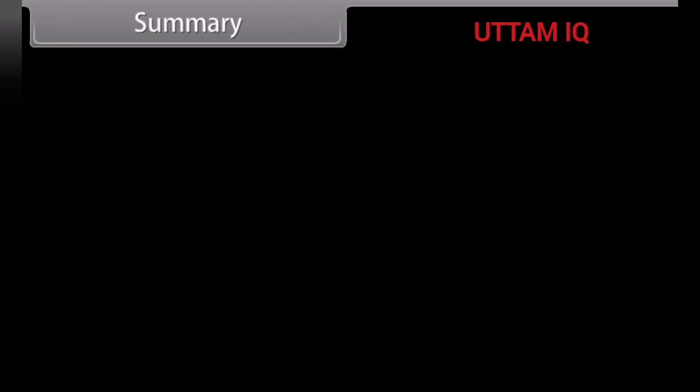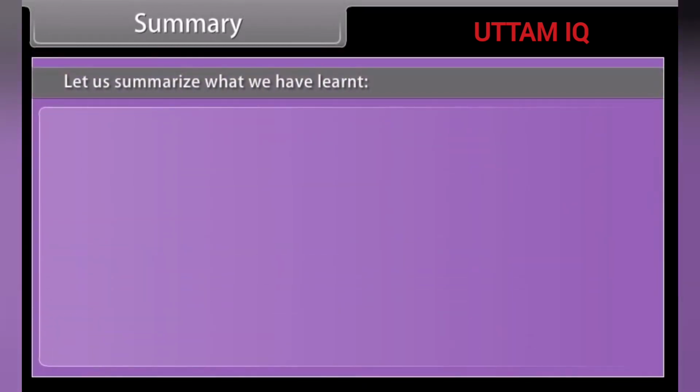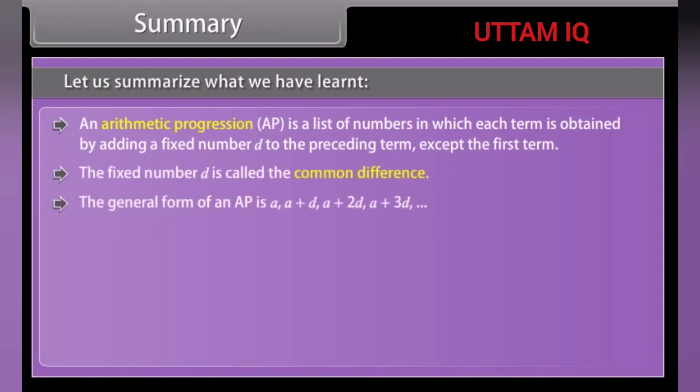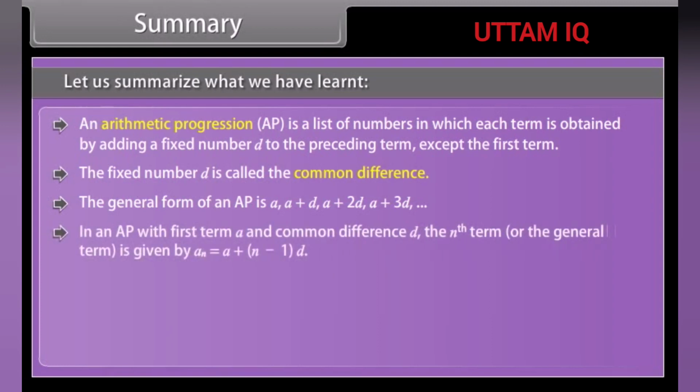Summary. Let us summarize what we have learned. An arithmetic progression (AP) is a list of numbers in which each term is obtained by adding a fixed number d to the preceding term, except the first term. The fixed number d is called the common difference. The general form of an AP is a, a plus d, a plus 2d, a plus 3d, and so on. In an AP with first term a and common difference d, the nth term or the general term is given by a_n is equal to a plus (n minus 1) d.